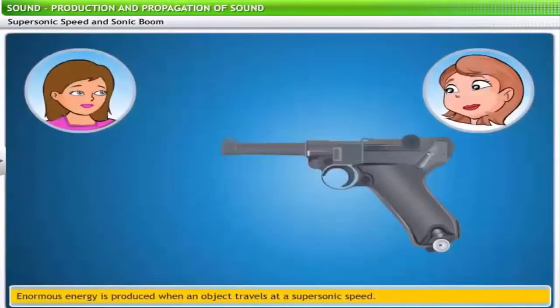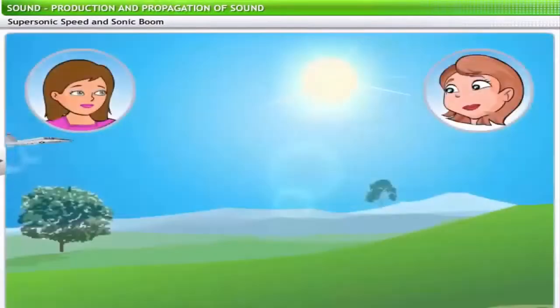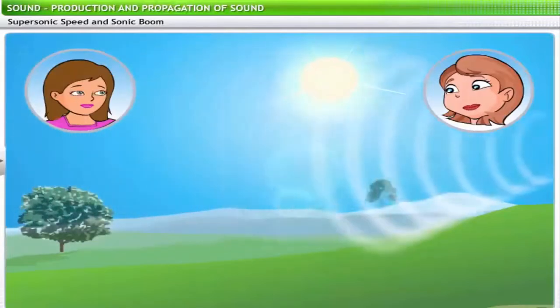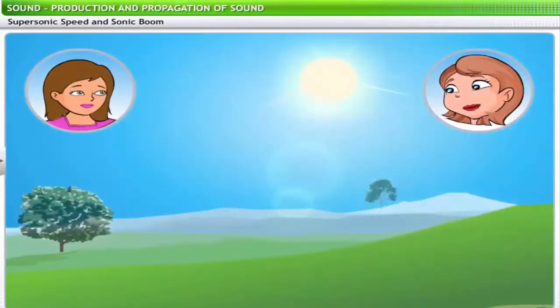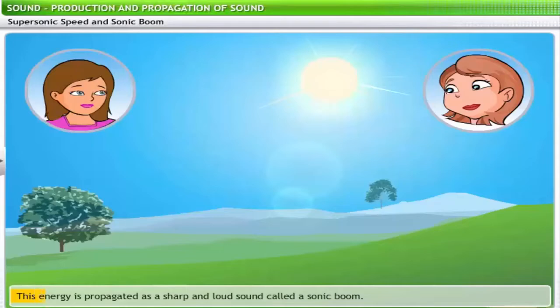For example, a bullet fired from a gun travels at a supersonic speed. Some jet aircrafts, at times, travel at supersonic speeds. When an object, like a jet aircraft, travels at supersonic speed, it produces shock waves in the surrounding air. These waves carry enormous energy. This energy is propagated in the form of a sharp and loud sound called the sonic boom.